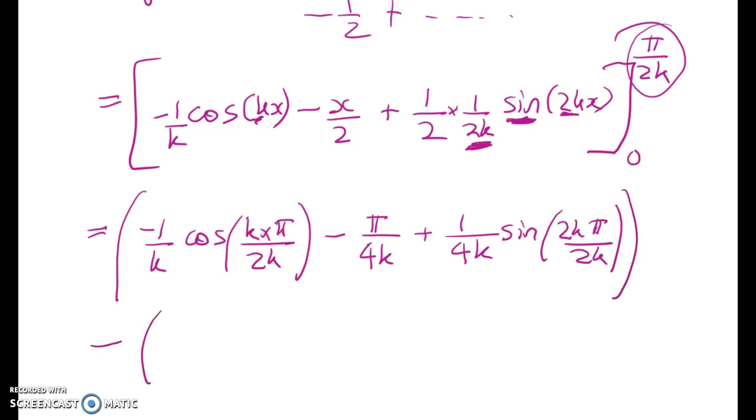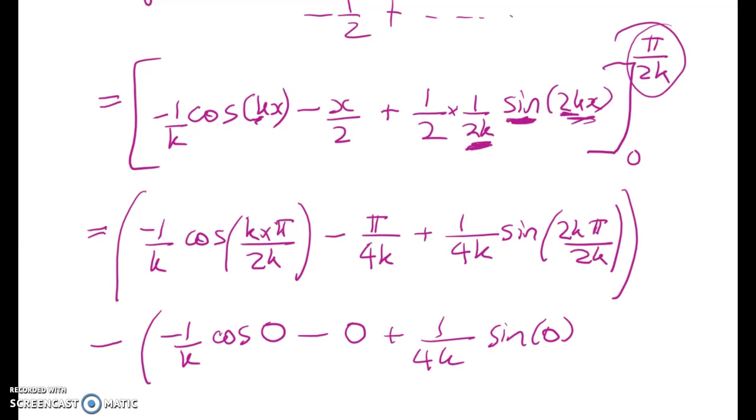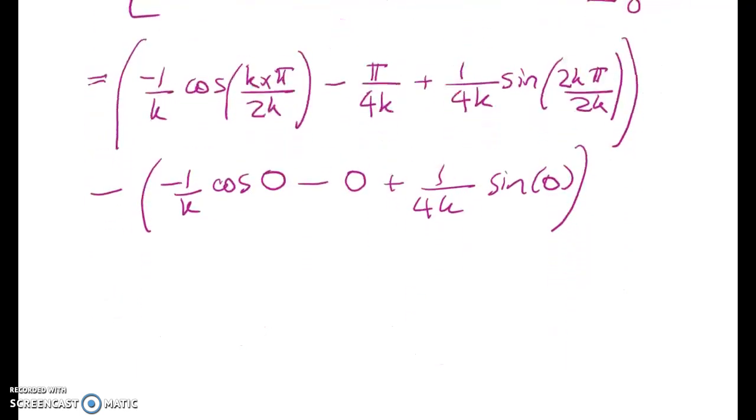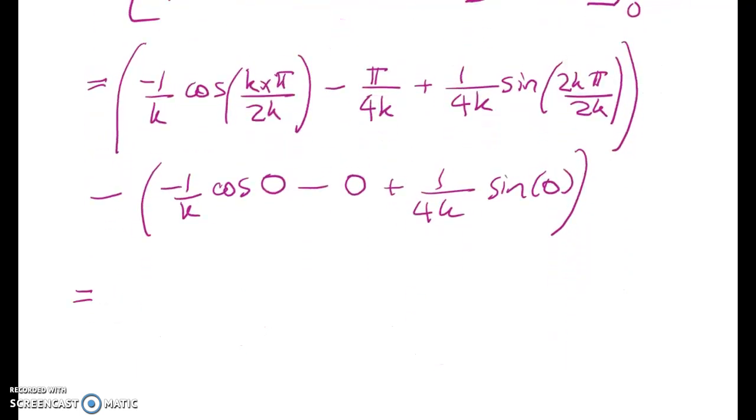Now a lot of these are going to be 0 in the next batch, but not all of them. So we've got negative 1 over k cos of 0 minus 0 plus 1 over 4k sine of 0. So you can see lots of stuff simplifying already. Just have to be really careful you don't muck this last bit up, because this is the easy part.